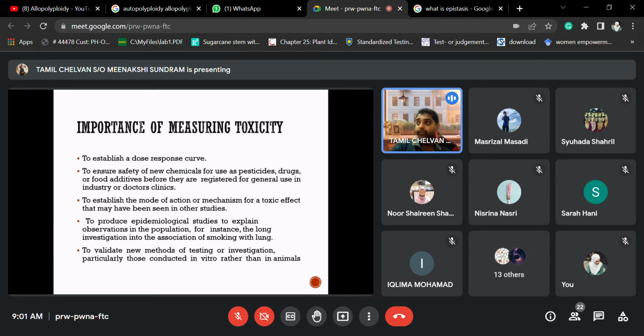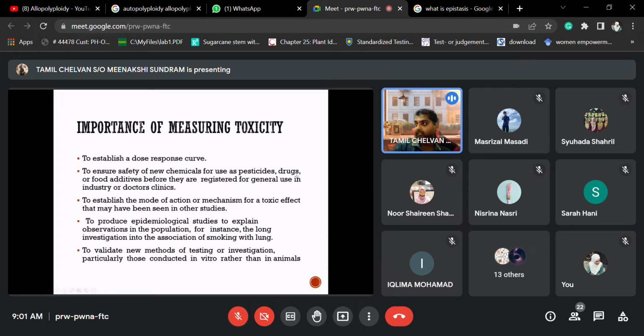Okay, so new chemicals you have to test that. You have to test toxicity so that it macam you sembur racun serangga ke apa kan. Okay, so you must know it is not poisonous to the plant. It is not poisonous to even human who are using it on the plants. Okay, drugs or food additives. Okay, so food additives pun kalau too much it can be poisonous. Okay, before they are registered for general use in industry or doctor's clinic.